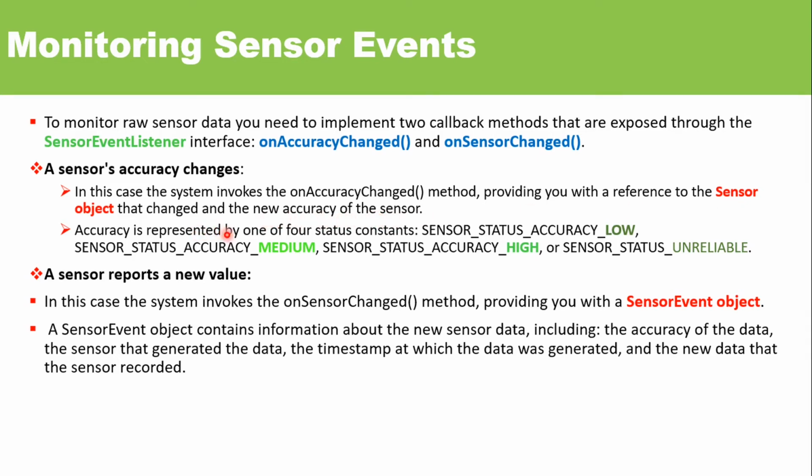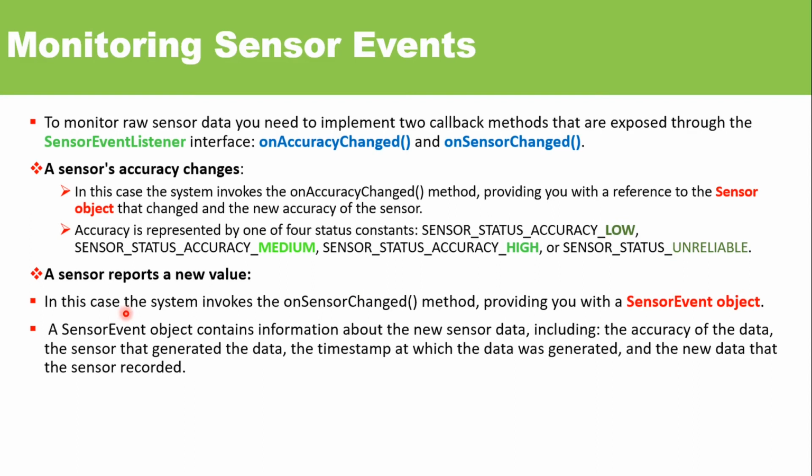This accuracy is represented by the four status constants. So what are these four status constants? They are SENSOR_STATUS_ACCURACY_LOW, SENSOR_STATUS_ACCURACY_MEDIUM, SENSOR_STATUS_ACCURACY_HIGH, or SENSOR_STATUS_UNRELIABLE.